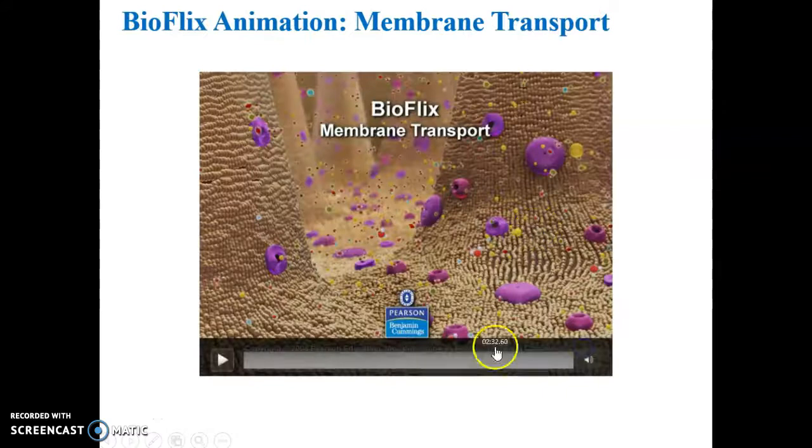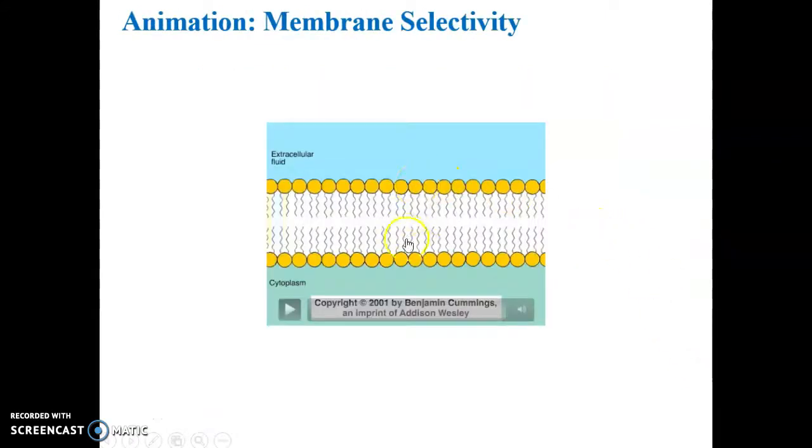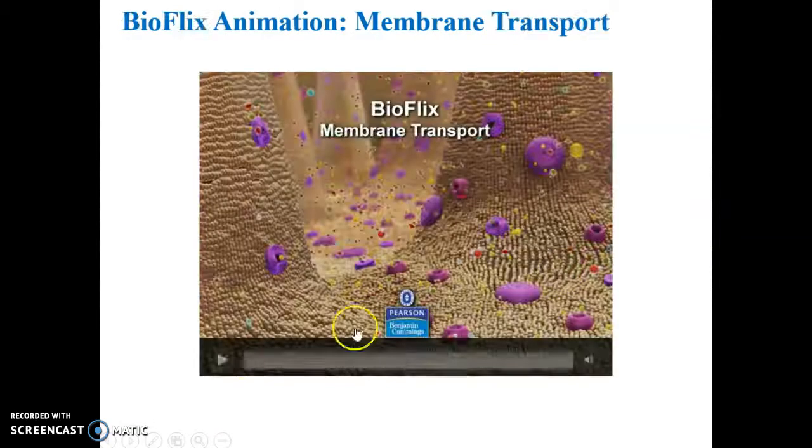Okay, and that's where membrane proteins as channels come into play, because those membrane proteins can be channels, passageways for things like glucose, blood sugar, and certain ions to move into or out of cells.